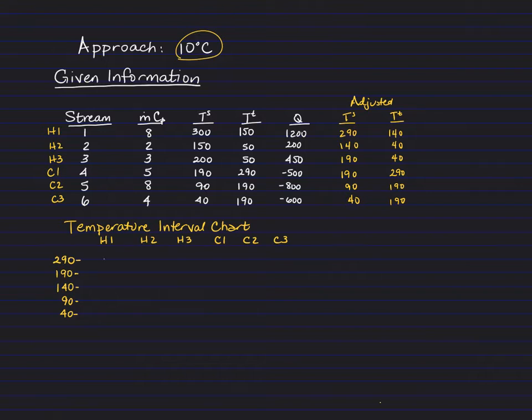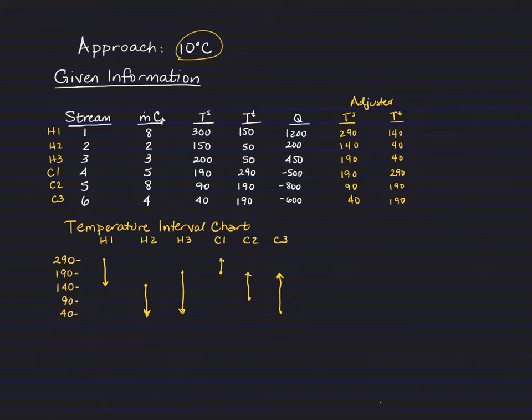And all I'm going to do is draw arrows. So stream 1 starts at 290 and ends at 140. One starts at 140 and ends at 40. Starts at 190, ends at 40. Starts at 190, ends at 290. Starts at 90, ends at 190, and starts at 40, ends at 190.